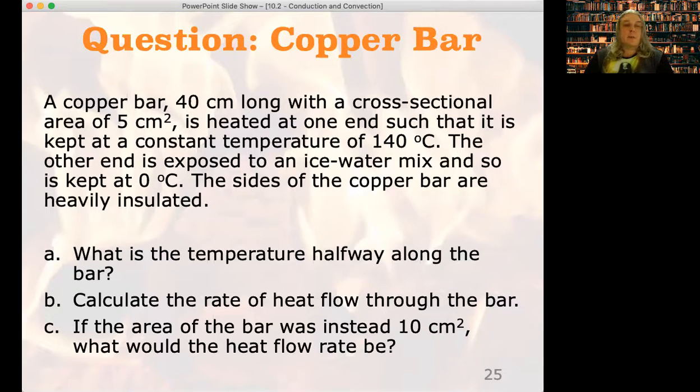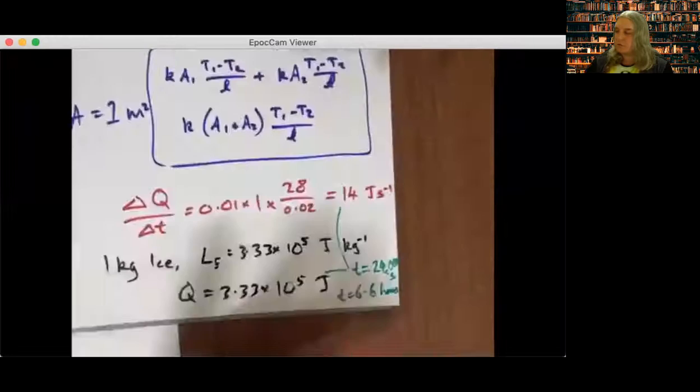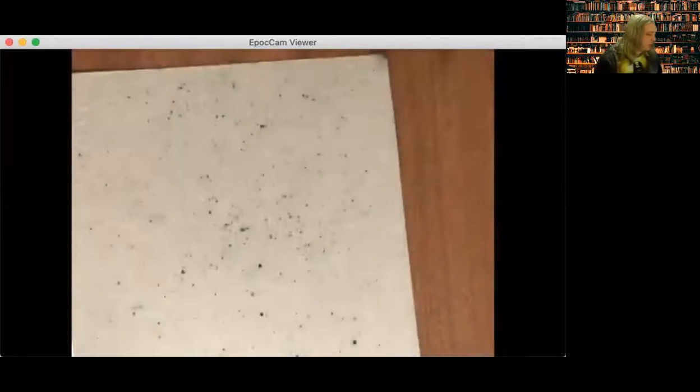We have 3 questions here. What is the temperature halfway along the bar? What is the rate of heat flow through the bar? And if the area of the bar was instead 10 centimeters squared, what would the heat flow rate be? So nothing too strenuous here, hopefully. I'll jump back to the document camera and we'll just talk through these, but these ones shouldn't take too long.